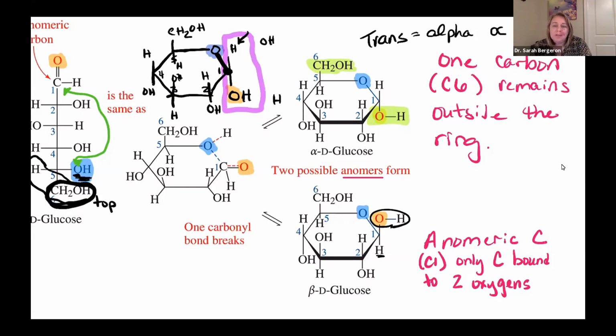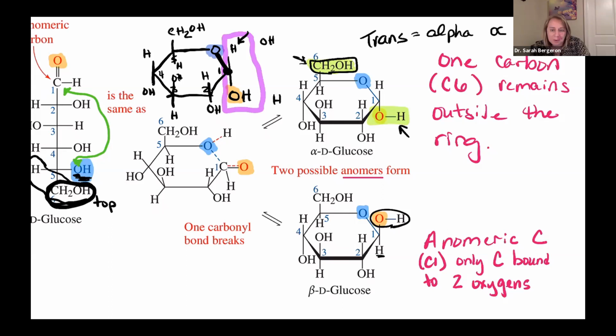Just remember when you're drawing this structure that one of your carbons, carbon 6, is not going to get incorporated into the ring. It's going to remain on the outside of the ring. And the relation of this carbon that sits outside of the ring to your hydroxyl group is going to tell you if it's alpha or beta.